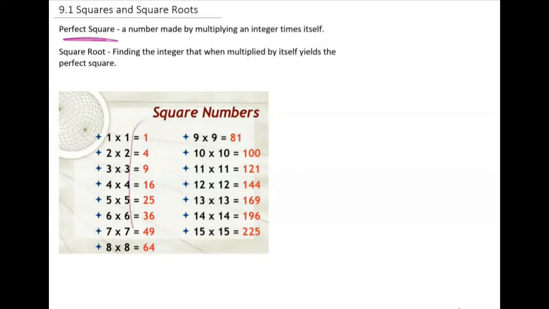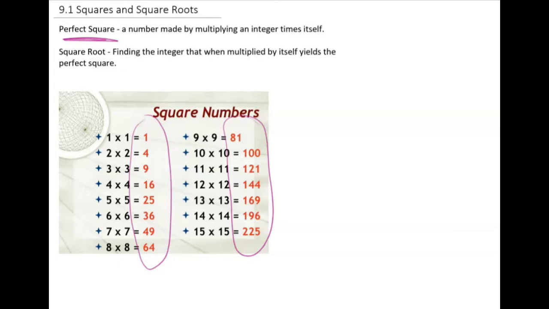But essentially what we're saying is these numbers here in red are what we call perfect squares. They are the numbers that are formed when you take an integer and times it by itself. It has to be by itself. So 1 times 1 is 1, 2 times 2 is 4, 3 times 3 is 9, 4 times 4 is 16, and so on and so forth. Okay, so those are perfect squares.